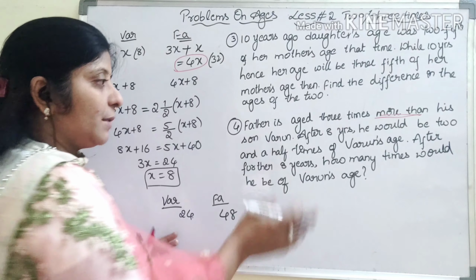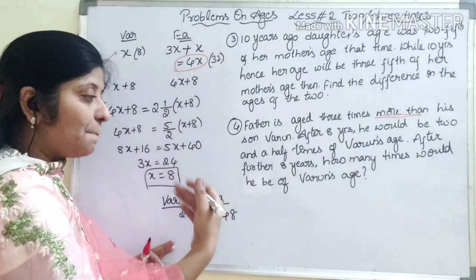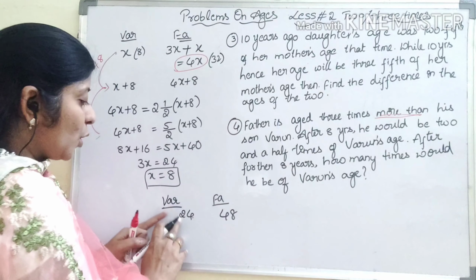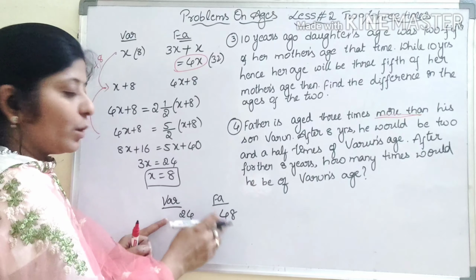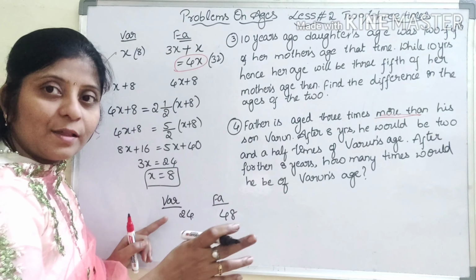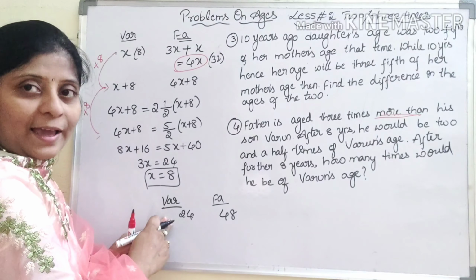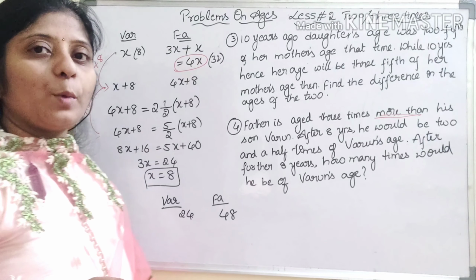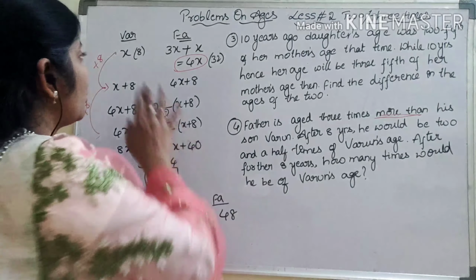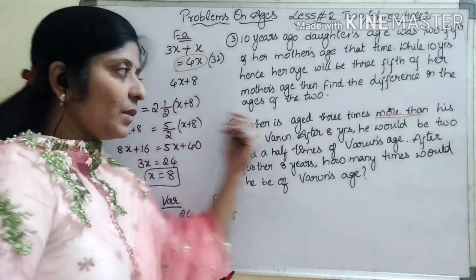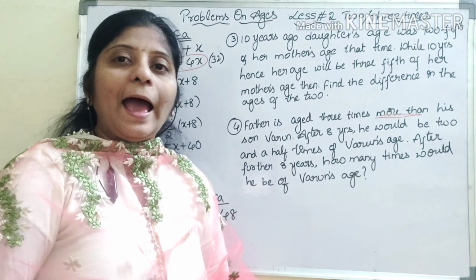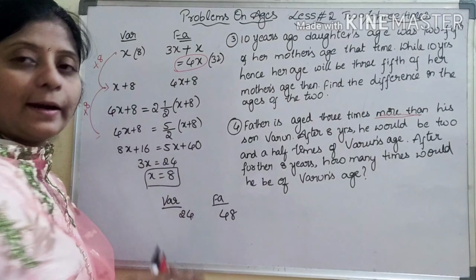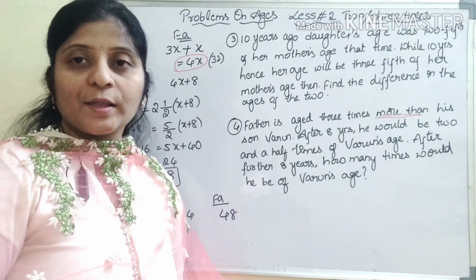He asked in the question how many times the father's age will be of Varun's age. So here 24 multiplied by 2 gives 48. That means the father is 2 times Varun's age. Hence we got the answer. So when you are doing these types of problems on ages, you have to read each and every line and then only write down the data. Then you can easily get the values which they asked.